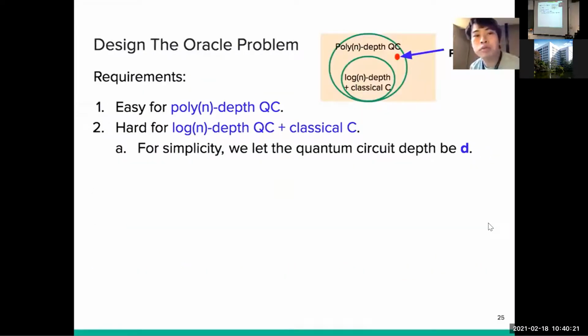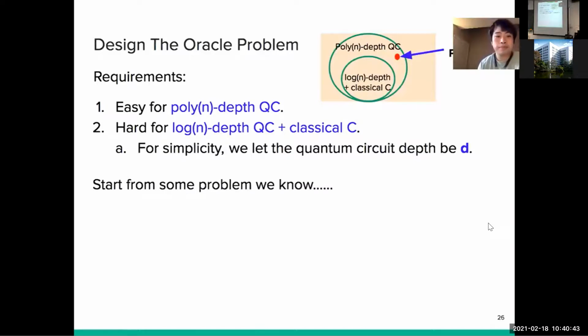Now I'm going to tell you how to design the oracle problem we have. This oracle problem needs to satisfy two requirements. First, it needs to be easy for a polynomial depth quantum computer. And second, it needs to be hard for a log n depth quantum computer plus a classical computer. For simplicity, we denote the quantum circuit depth by D.